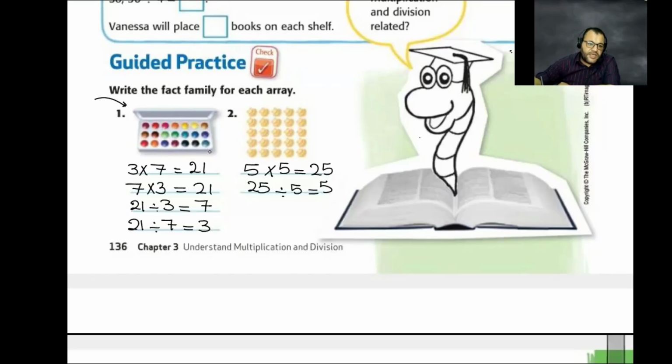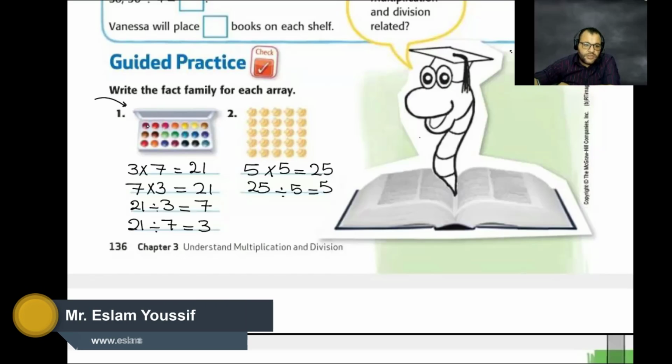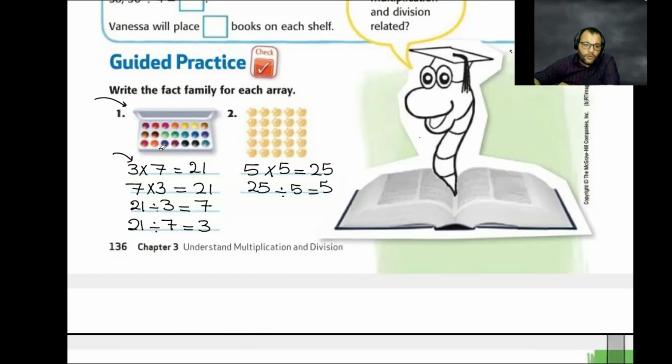How can we find the product for this one? Just we count the rows. How many rows do we have? 3. I just write 3, times how many columns do we have? We count 1, 2, 3, 4, 5, 6, 7. So I have 7 columns. So I said 3 times 7. What is the answer of 3 times 7? Which is 21. That's all.